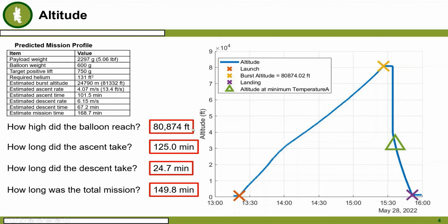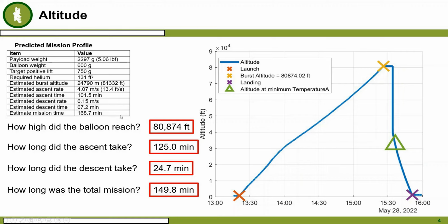What's even more amazing is if you compare this actual altitude to the predicted altitude. Up here, this table is the predicted values that we computed ahead of time using various sources. And look at this. These predictions claimed 81,300 feet, and we pretty much got there, almost within 500 feet of the actual altitude. I just find it amazing that the prediction was that accurate.